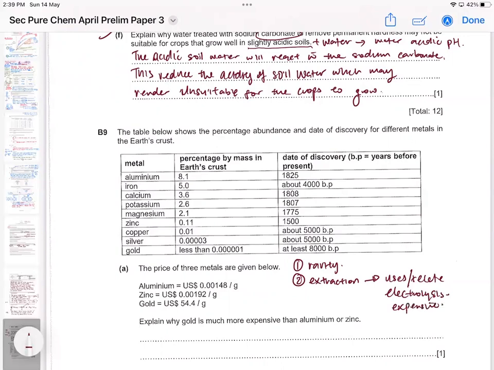What do I mean by relate? So for example, let's say the extraction process actually makes use of electrolysis. So by default, that will make the extraction process expensive.